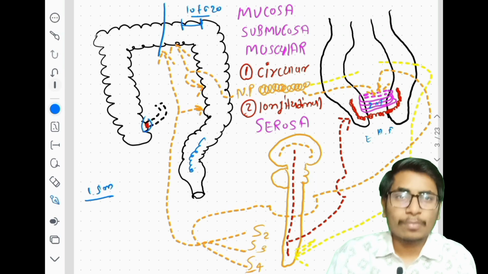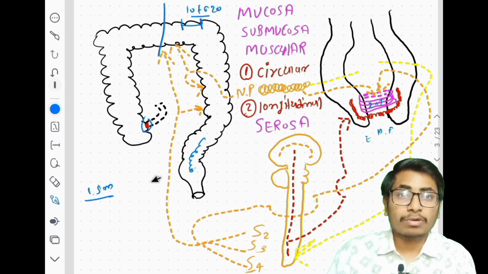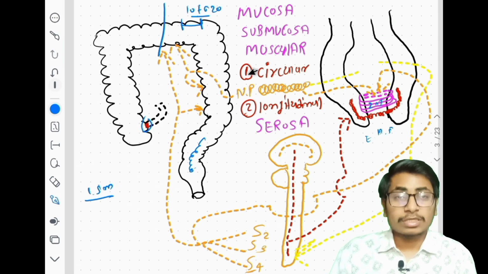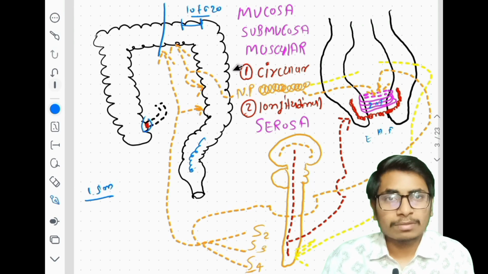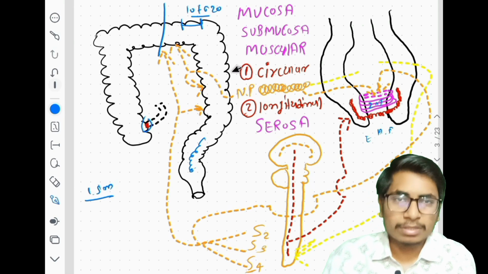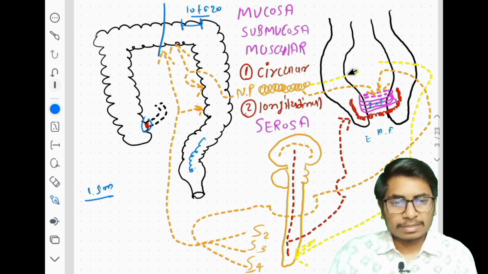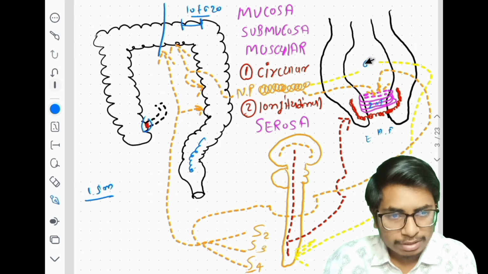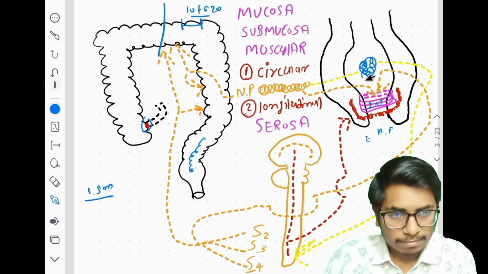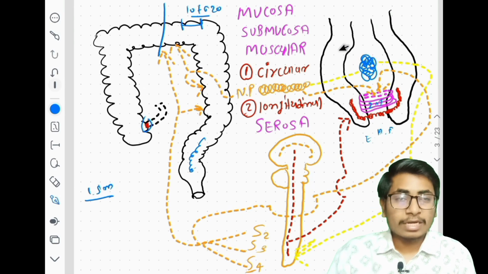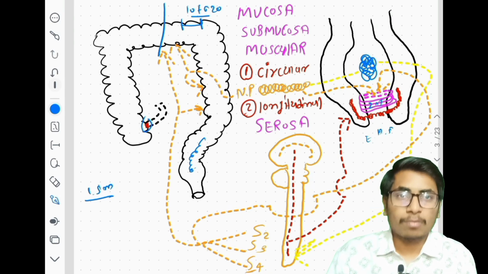Here I must clarify one point. Normally the rectum is not filled with stool. It is filled with stool only during the time of defecation. When that stool comes into the rectum, it leads to stretching of the rectal wall.